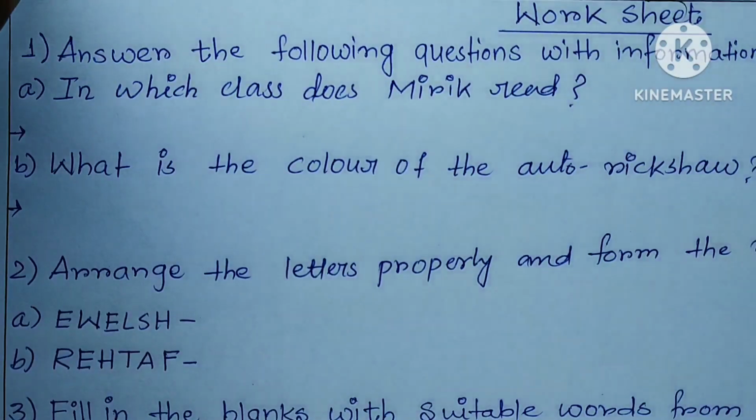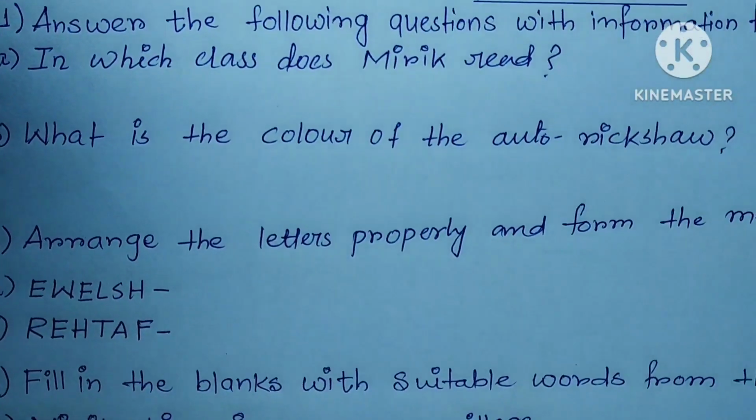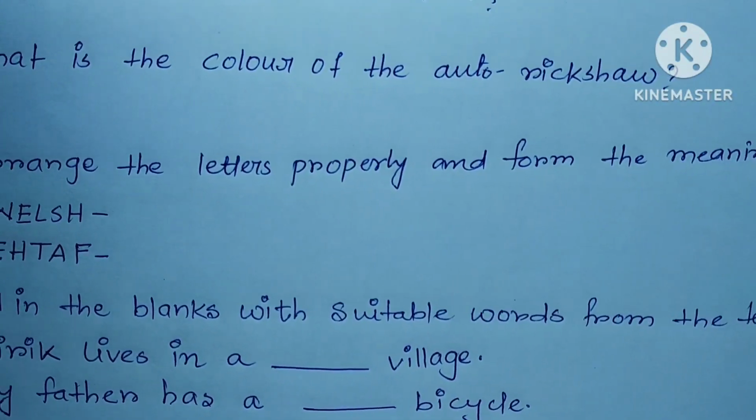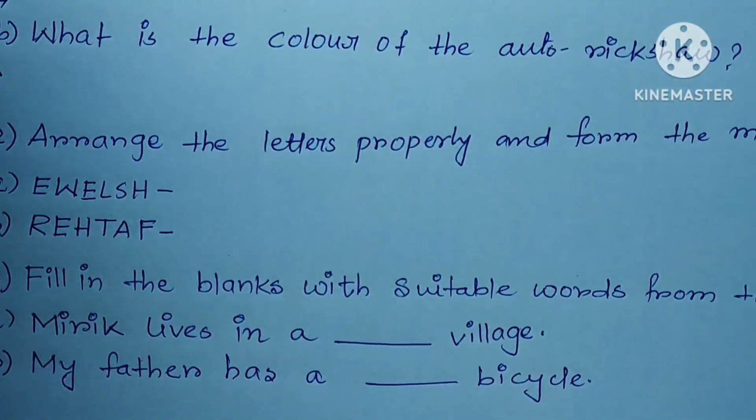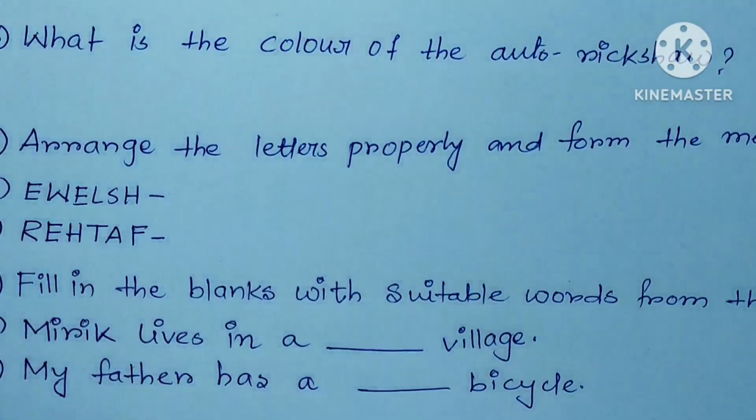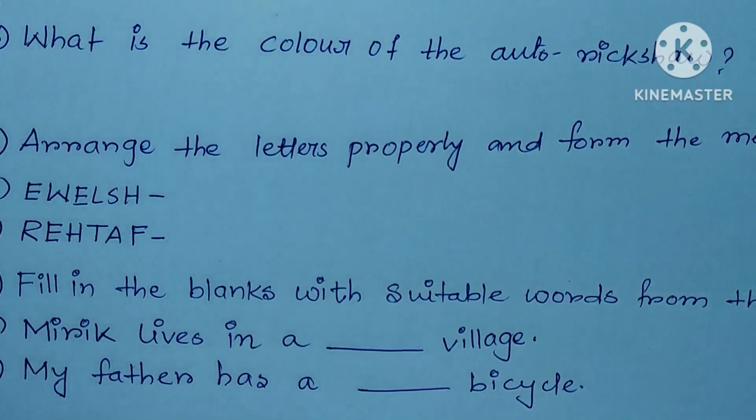So you can see I wrote 3 types of questions. In which class does Mirik read? What is the color of the auto rickshaw? Next, arrange the letters properly and form a meaningful sentence. And next, fill in the blanks with suitable words from the text. This is the royal ending of this lesson plan, and we have already done Bengali, English and EVS. In the next video, we will try to make a lesson plan about mathematics.